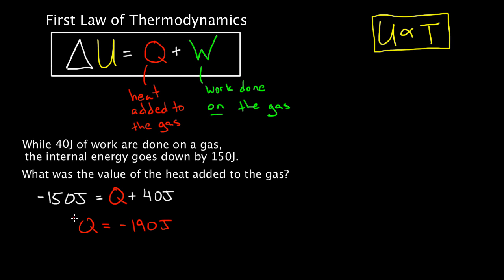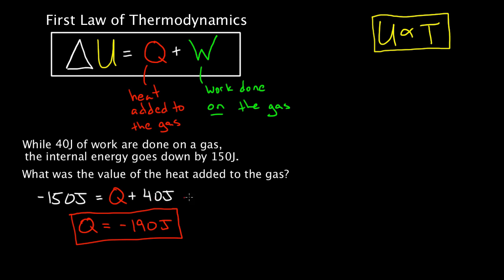This means a lot of heat left. 190 joules of heat left the system in order for it to make the internal energy go down by 150 joules. And that makes sense. 40 joules of work were added, but we said the internal energy went down. That means the heat has to take away not only the 40 that you added, but also another 150 to make the energy go down overall, so the heat taken away has to be negative 190 joules.